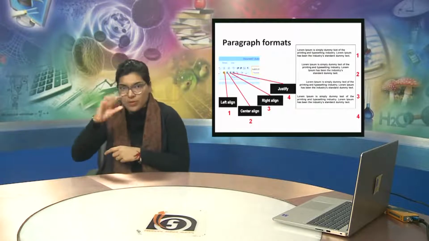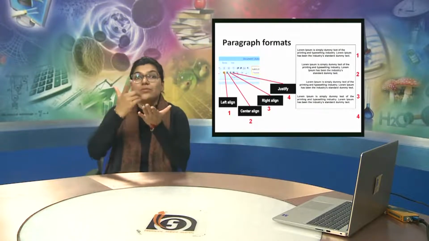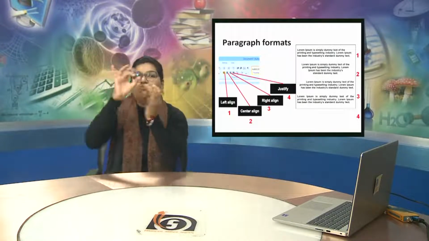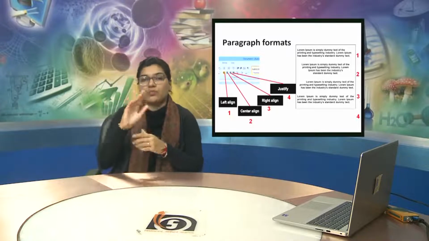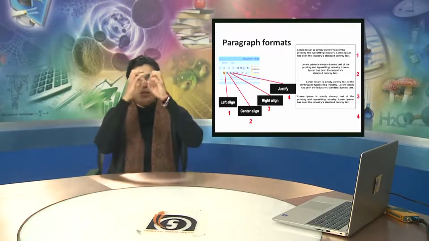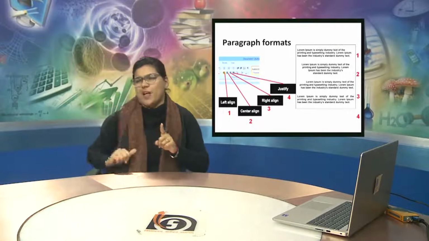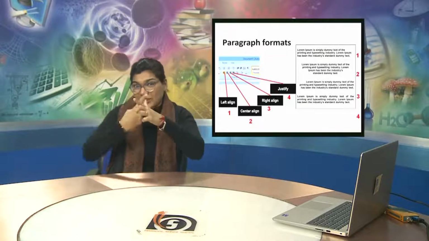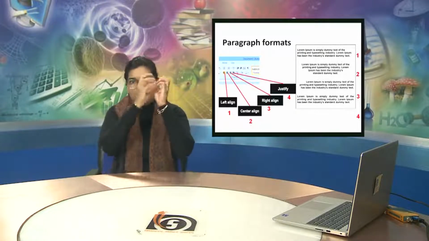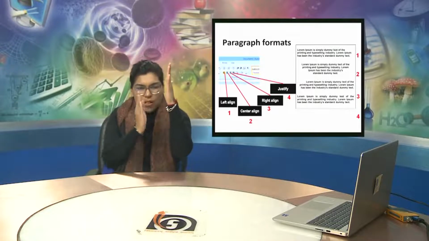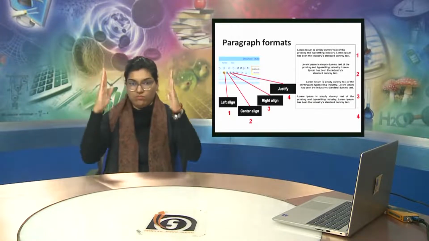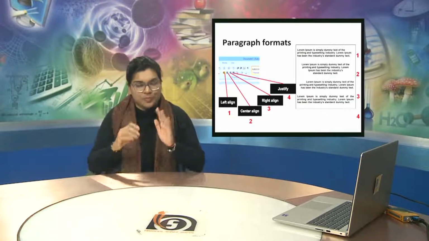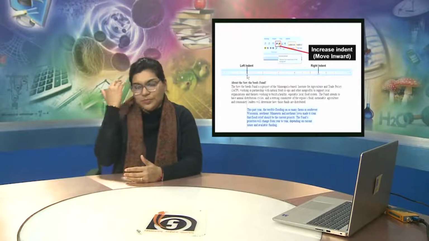But if you want the same paragraph in the center, you have to click on the center align, that is the second option in the alignment of paragraph format. On the third, if you want the paragraph on the right side, you can click on the right alignment, that is the third option. And if you want the para in the middle or in the full form of the page, then you will click on the fourth part, that is justify.